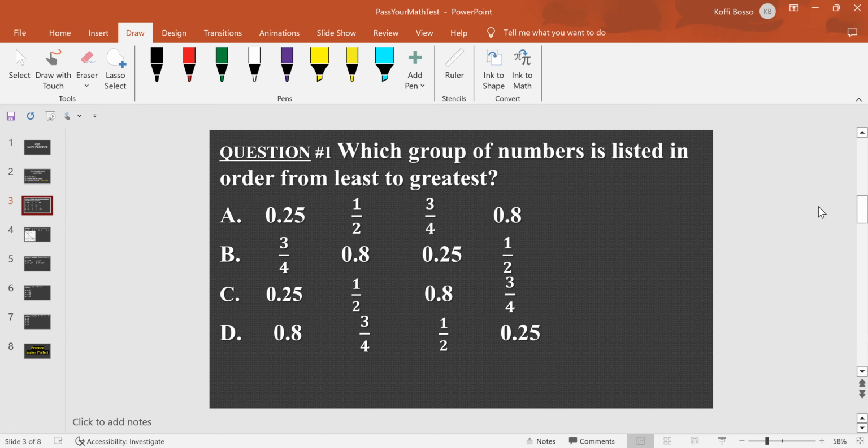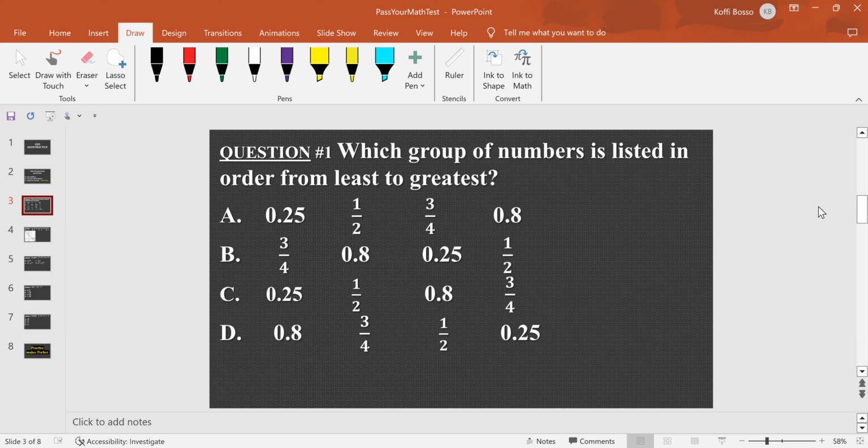Question number 1. Which group of numbers is listed in order from least to greatest? So from the smallest to the highest. When you have a question like this, the first thing to do is to write all the numbers in the same format. That means what? We have decimals and we have fractions. So it will be fine if you can convert the fractions to decimals.